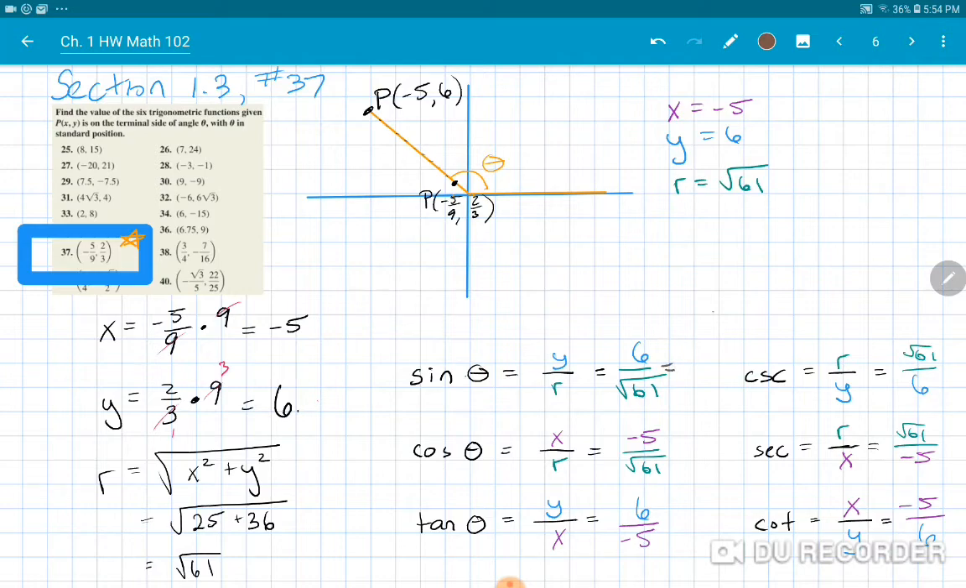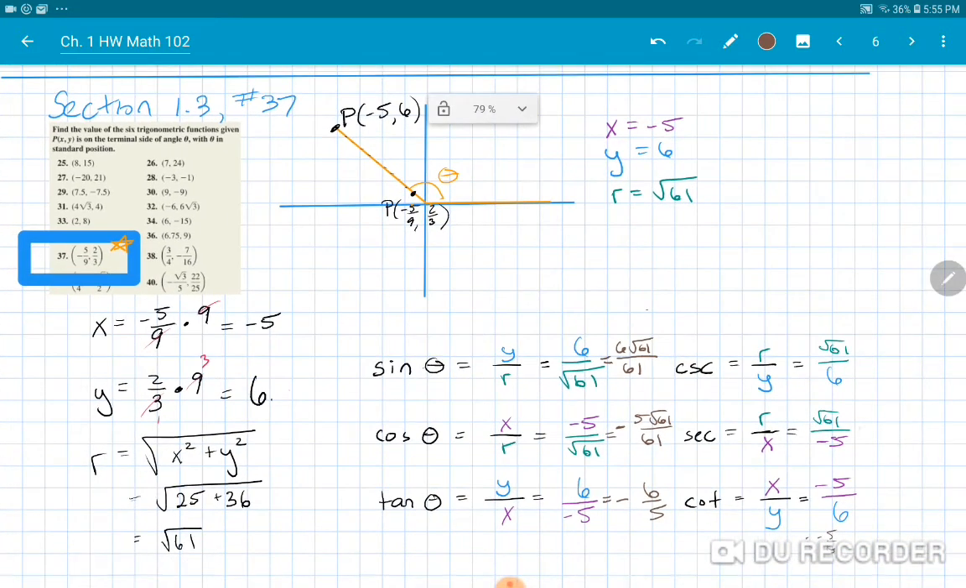This one I could rationalize, and cosine I could rationalize. I'm going to put the negative out in front. And tangent looks pretty good. I'm just going to put the negative out in front. Same with cotangent. This one, I'll just bring the negative out in front. And actually, secant looks pretty good as is. Okay, that's my final answer.